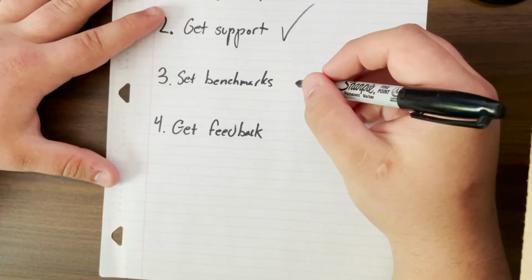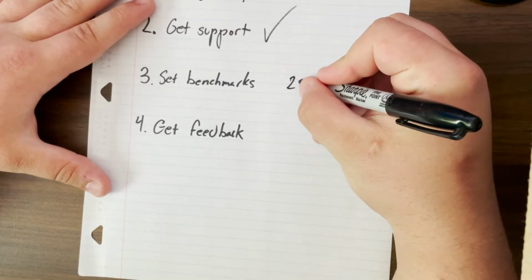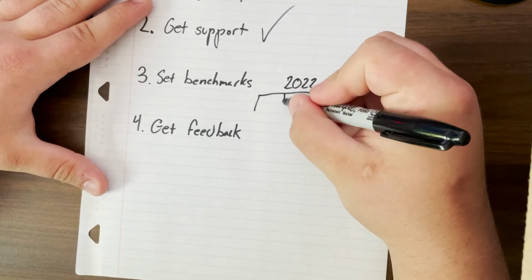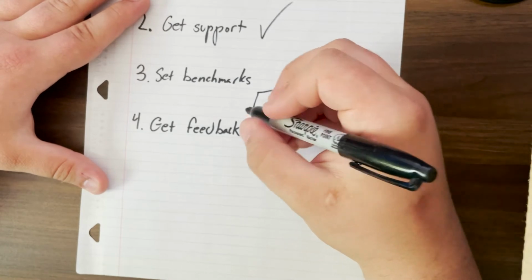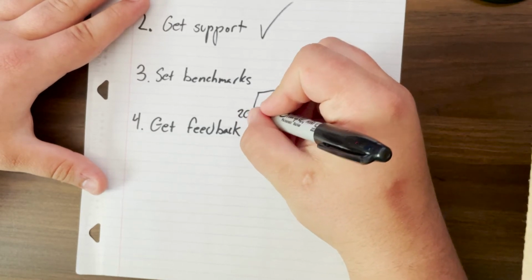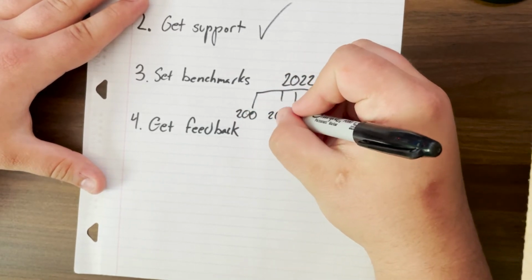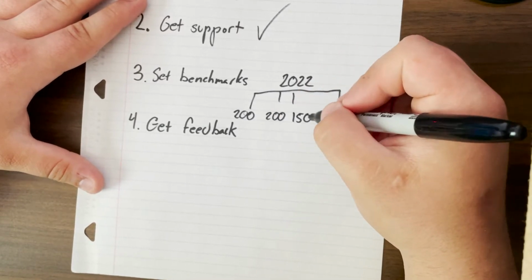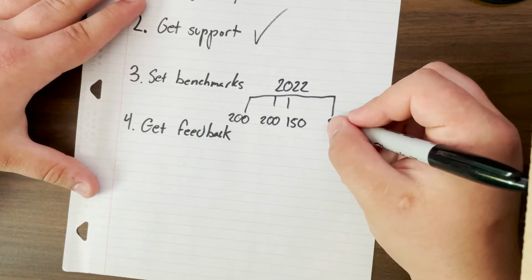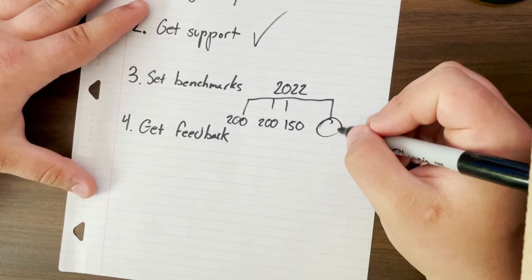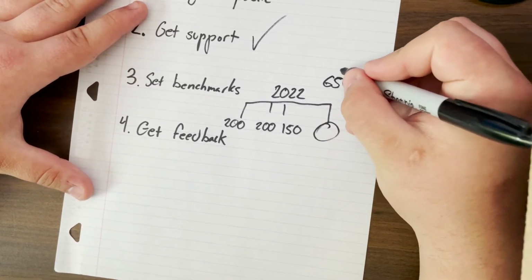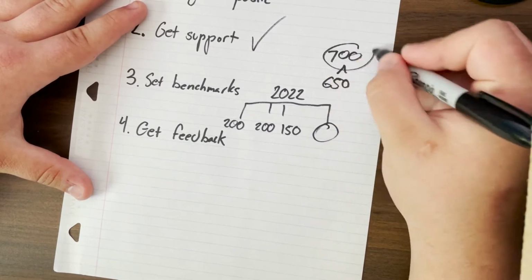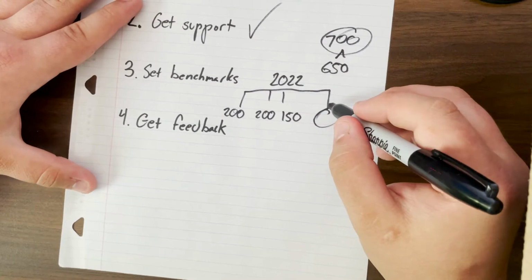Then setting benchmarks is really a good idea as well. So for 2022, we can split it into quarters. If we check in once every 4 months, we can see that maybe we did 200 sales in the first period, and then another 200, and let's say 150 there. Here, we're already past 3/4 of the goal. So maybe you need to increase this even higher. Instead of going to 650, raise it to, I don't know, 700. And maybe that's your new goal because you're killing it throughout your benchmarks.